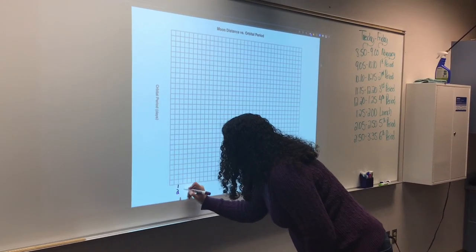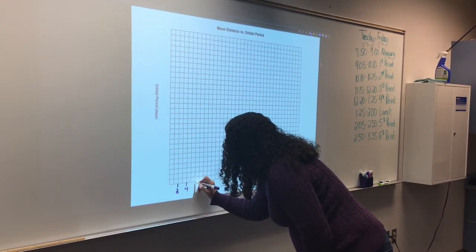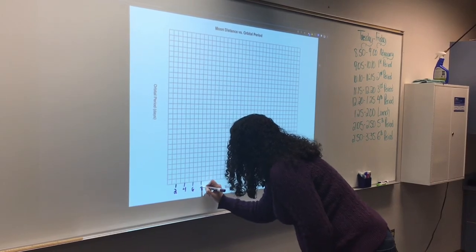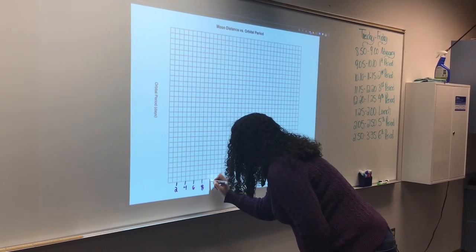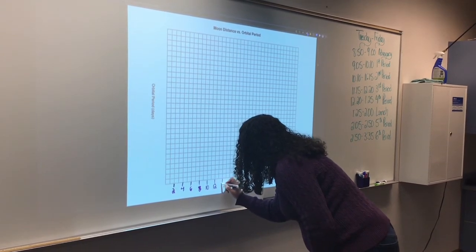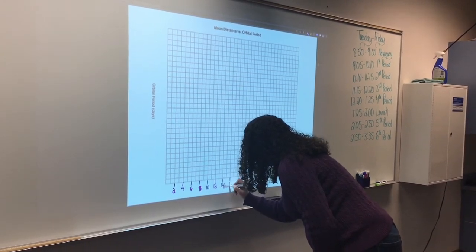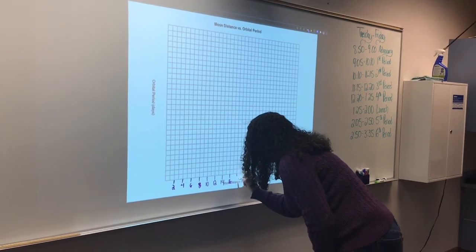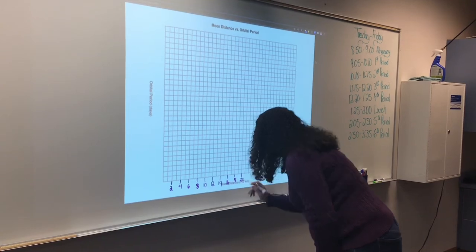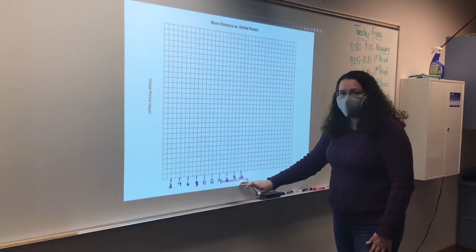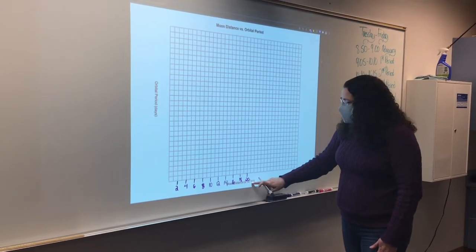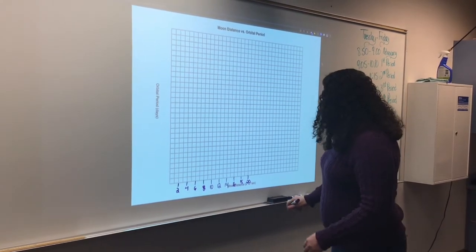So I'm going to do 2, 4, 6, 8, 10, 12, 14, 16, 18, and 20. So this will be the same as 2 million kilometers away from Jupiter. That's what this times 10 to the 5th means.